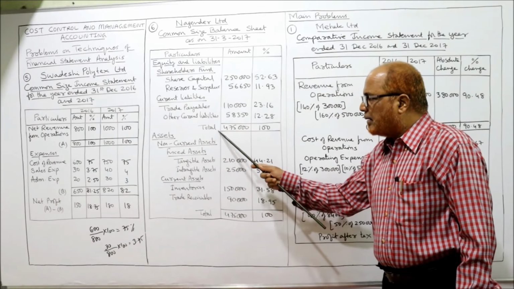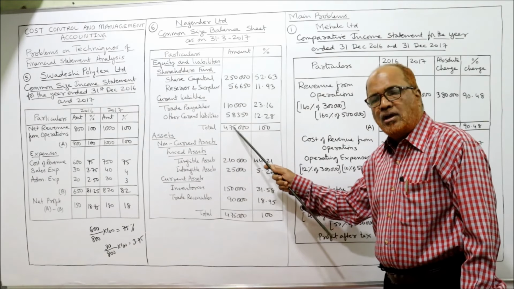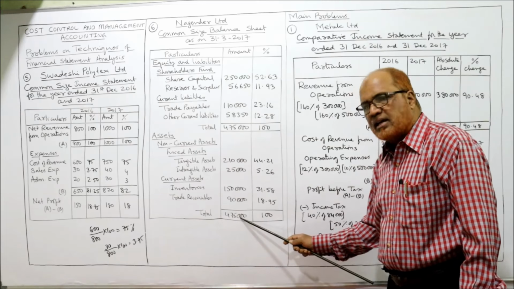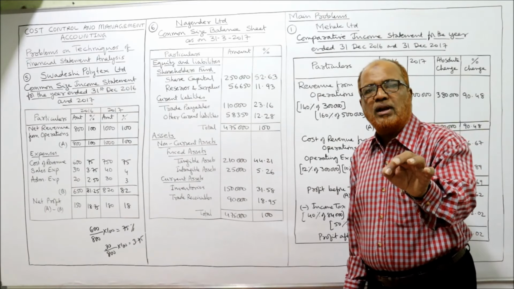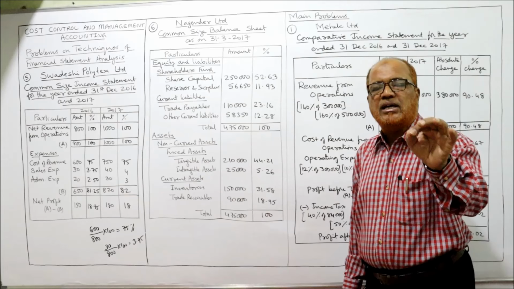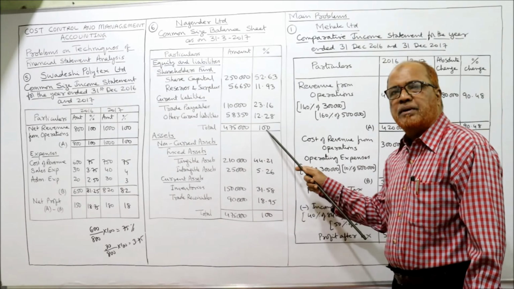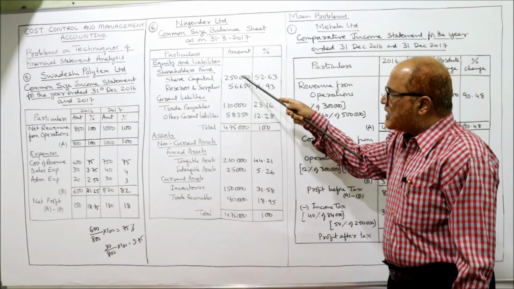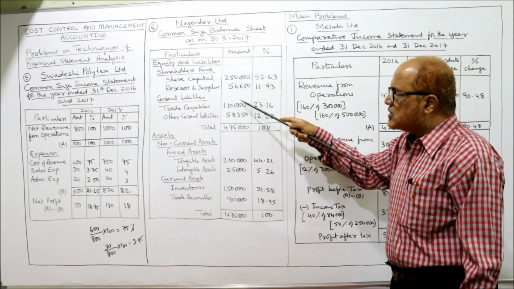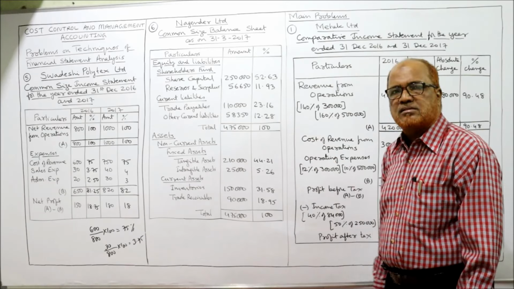What is the total of liabilities? 4,75,000. And what is the total of assets? 4,75,000. This 4,75,000 we are going to take it as base. So this 4,75,000 100%. Now express all these values as a percentage of base.